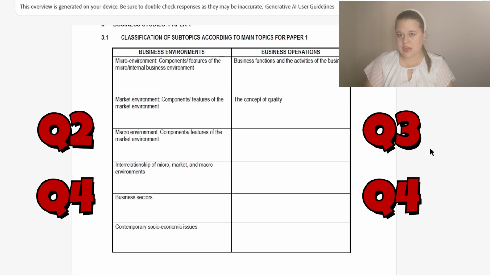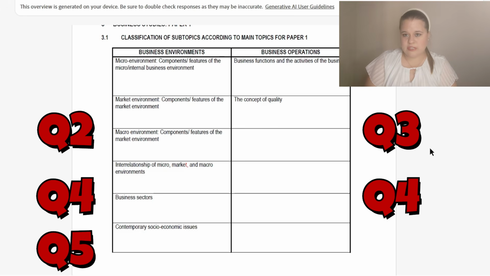Again, we're working left to right. So business environments first. So question 5 essay will be on business environments specifically. Okay? Let me say that again. Business environments is going to be question 5's essay. So if you're asking what's going to be the essay, it could be from the microenvironment, the market, the macro, the interrelationship, the business sectors, or socio-economic issues.